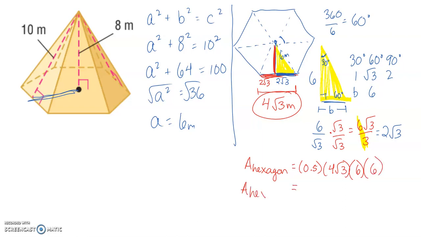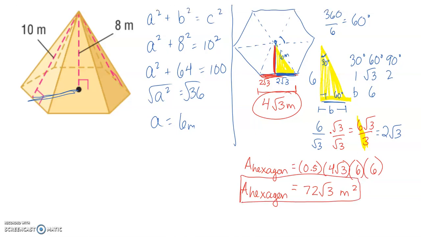So the area of the hexagon, which is the base, is going to be 0.5 times 4 times 6 times 6, which gives me 72. And then I need to make sure I don't drop the fact that there's that root 3 meters squared for the hexagon. Now go back and look at the pyramid. How many hexagons are on the pyramid? Just 1. So I'm going to save that answer and add it at the end.